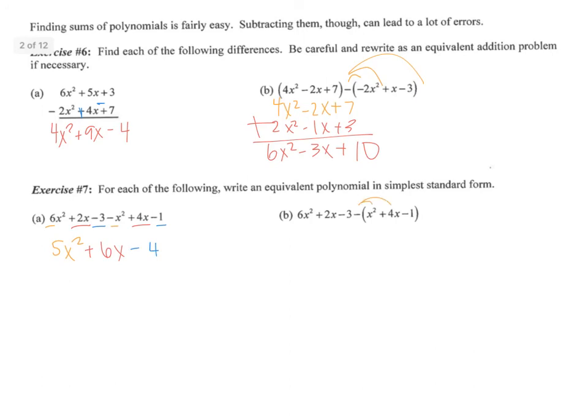You will see that you have this negative that needs to be distributed. So I'm going to rewrite that as negative x squared, negative 4x, positive 1. So I have positive 6x squared and negative 1x squared becomes 5x squared. Positive 2x, negative 4x becomes negative 2x, and negative 3 and positive 1 becomes negative 2.